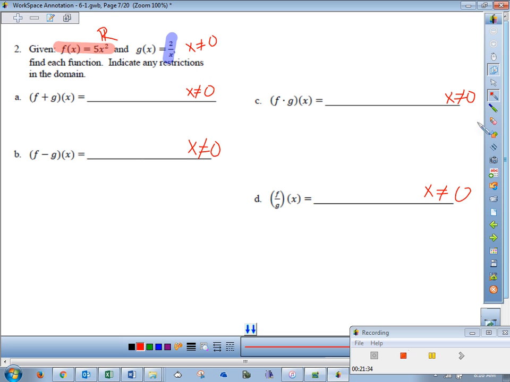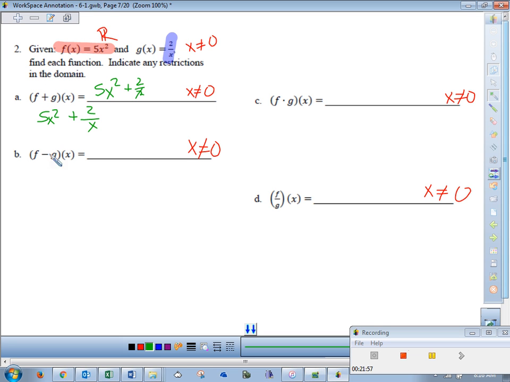Part A, let's add them together. I'll take f with a pen, which is 5x squared, and add it to 2 over x. Right? That's all you can do. Those are not like terms. Remember, 2 over x is like 2x to the negative first power. You can't add them together. So he's done. 5x squared plus 2 over x. And we know that x can't equal 0. That's a restriction in the domain.